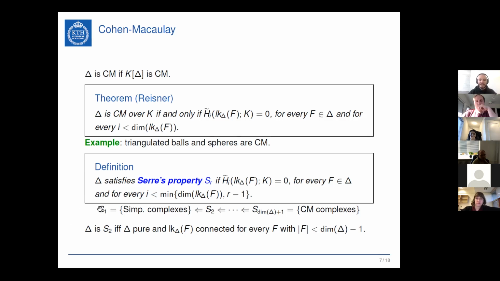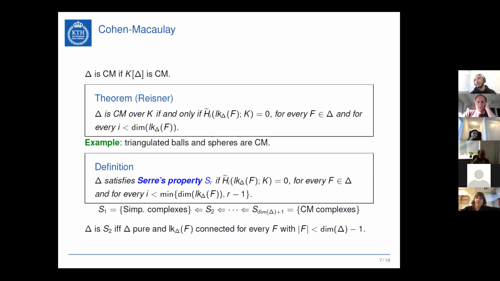And the reason why I'm saying that this Serre property filters the Cohen-Macaulay property is made precise by this chain of implications. So S1, satisfying the property S1, I'm fixing a very, very low threshold. This is something that all simplicial complexes satisfy. But S2 is already getting a little more interesting. A simplicial complex satisfies property S2 if and only if it is pure.